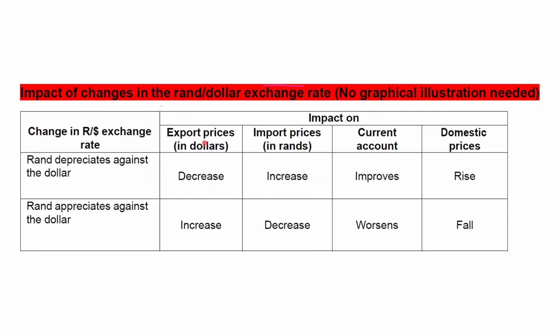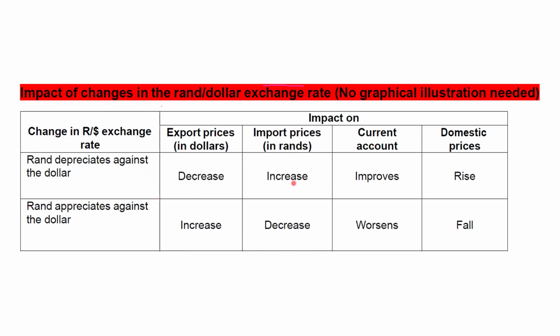export is like us selling to the rest of the world, right? So if the rand loses value, it means that it becomes cheaper for people outside to buy our things because it loses value. So the export prices will decrease and the import prices will increase, right? Because our rand has lost value, right?